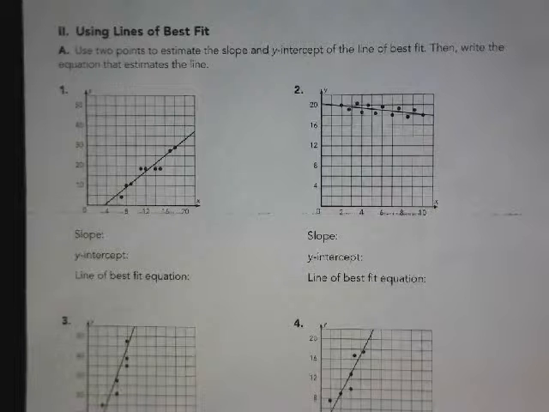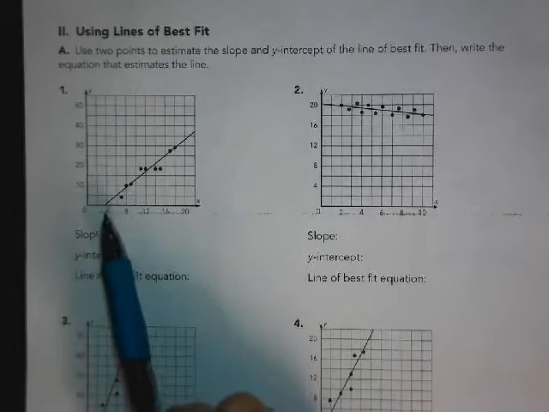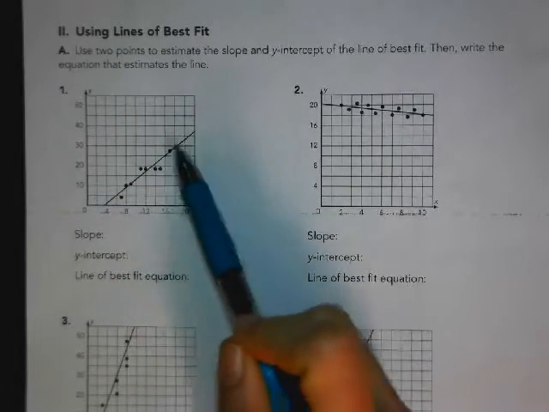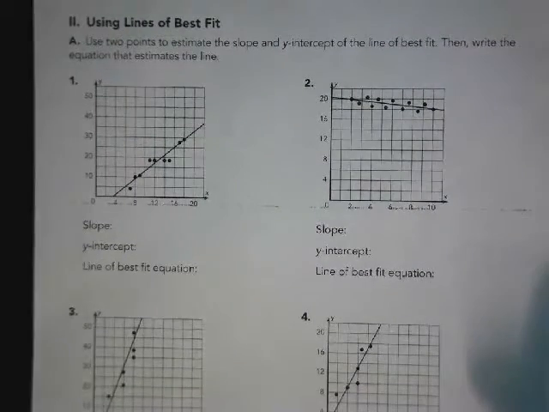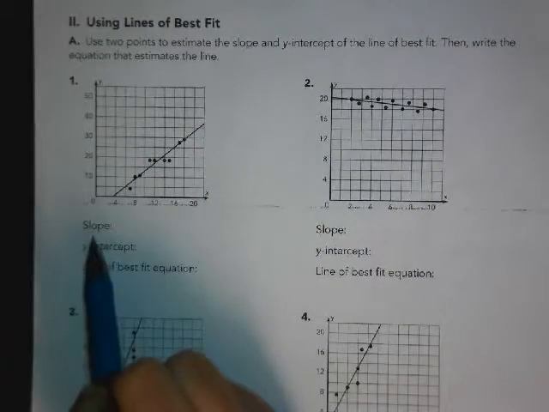Now that you are learning about scatter plots, let's take a look at line of best fit and how we can calculate the slope and the y-intercept. So this should all be review for you. Let's look at number one. So we see our data points, and there has been a line of best fit already drawn for us. And what we want to do is first find the slope.